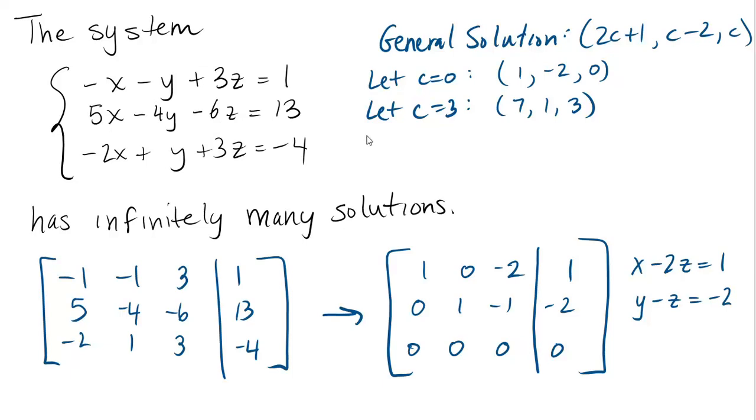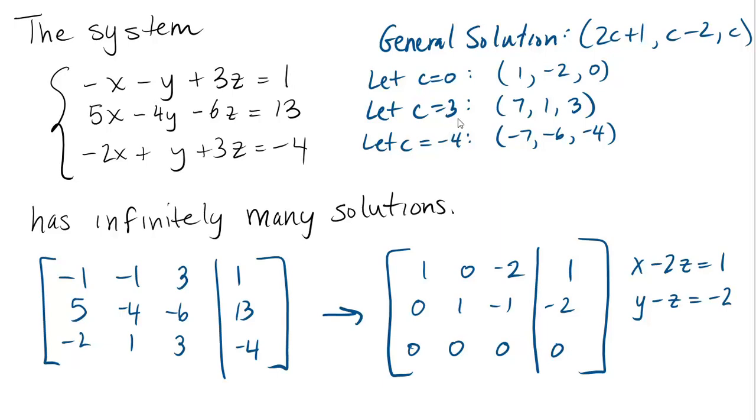Let's find another solution. Let's let c equal negative 4. What solution do we get there? Well, 2 times negative 4 plus 1 is negative 7, and negative 4 minus 2 is negative 6, and the last coordinate would be negative 4. Let's just check this in the first one. So we get 7 plus 6, that's 13, minus 12 is 1. Yeah, it works in the first equation, and I promise you it works in the last 2.